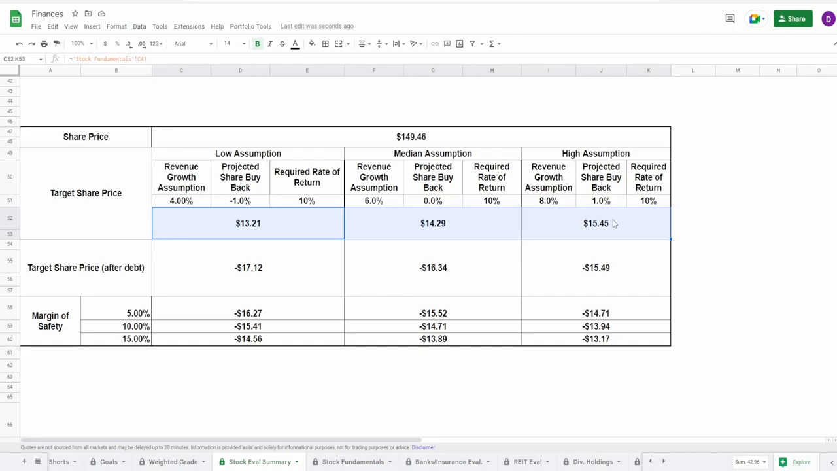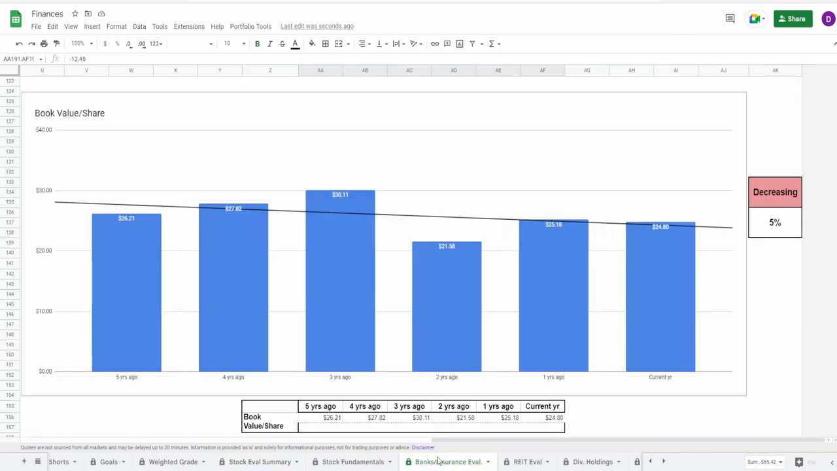However, there is another way to analyze companies, and ironically enough, this is actually Warren Buffett's favorite way to analyze the intrinsic value of companies, and that is using book value per share. Book value is essentially assets minus liabilities divided by the total shares outstanding. And if we do that for this company, as of today, the book value is estimated at $24.80. This is a decrease on the 5-year of 5%.